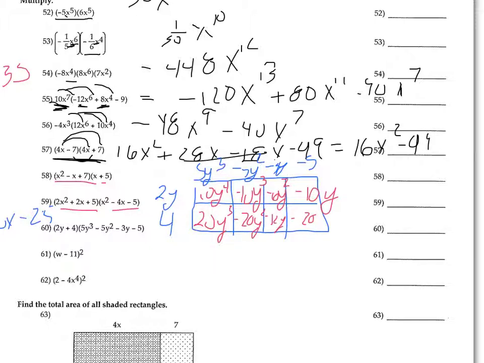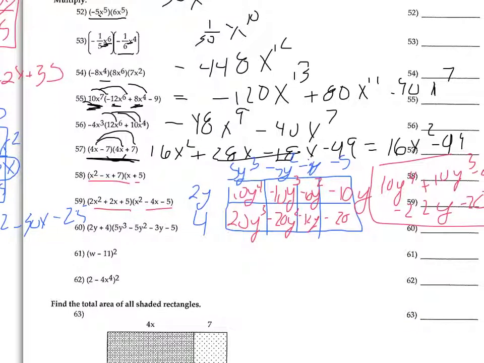So pulling up the like terms, it looks like we have a 10y to the 4th, 20y cubed minus 10y cubed is plus 10y cubed. Negative 20 minus 6 is negative 26y squared, negative 22y, and then minus 20. So that's that polynomial right there.